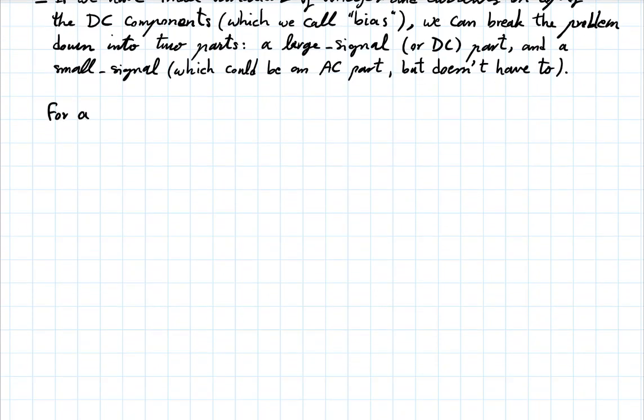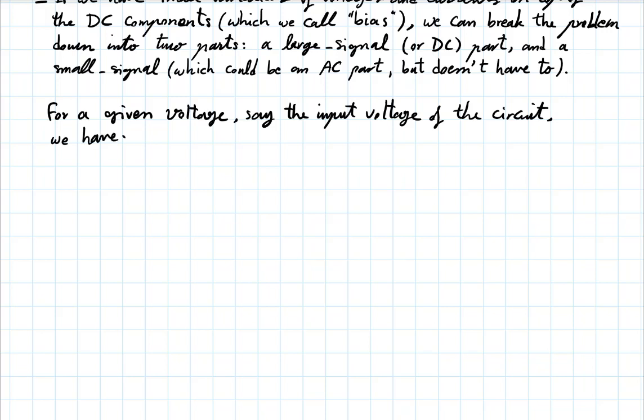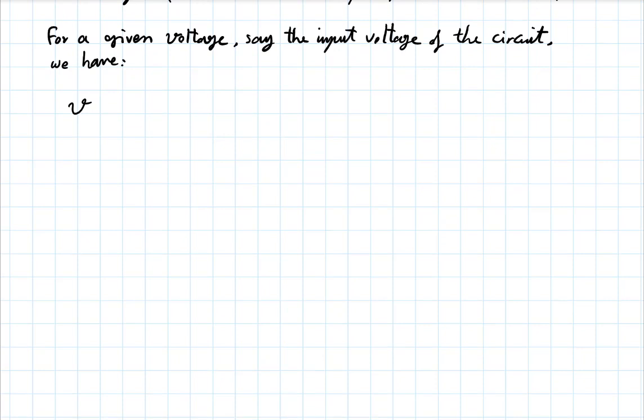For a given voltage, say the input voltage of the circuit, we have, this would be, let's say, the total input voltage, and I'm breaking it down into two components, the DC and the small signal.